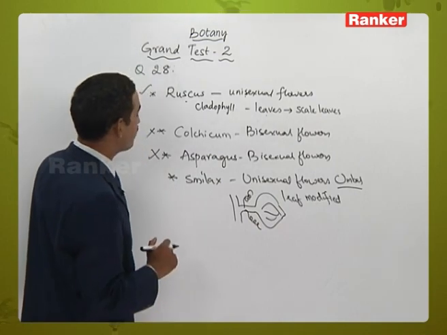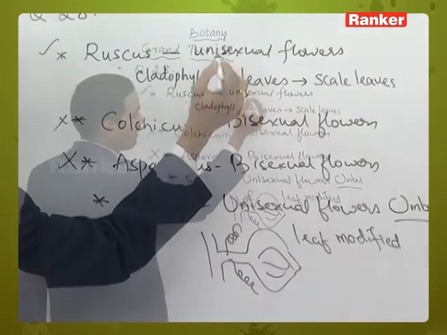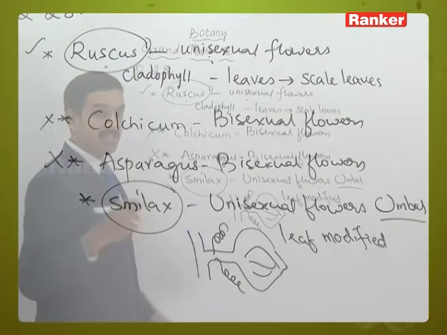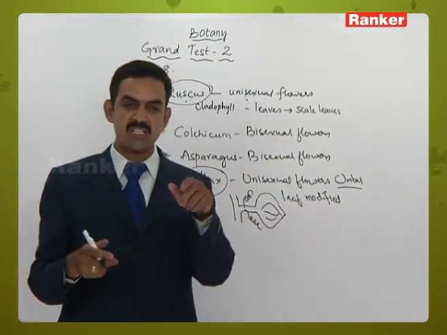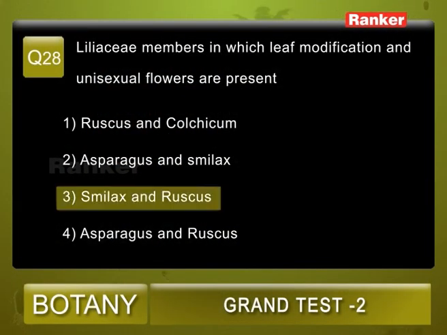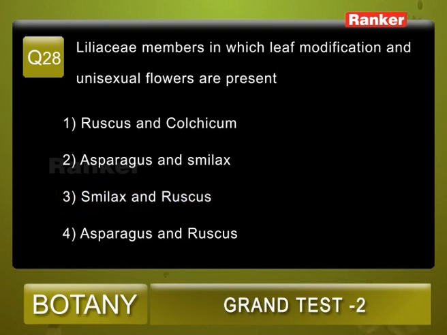Out of these 4 plants, which plants are showing unisexual flowers and also modified leaves? That is Ruscus is one and Smilax is one. Let us see in which of the options both the plants are given. That is option number 3, right? So question number 28, the correct answer is 3.